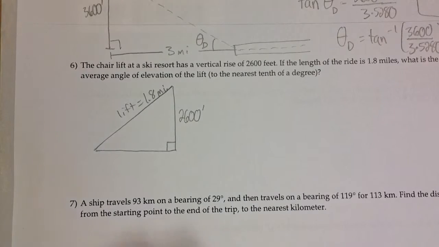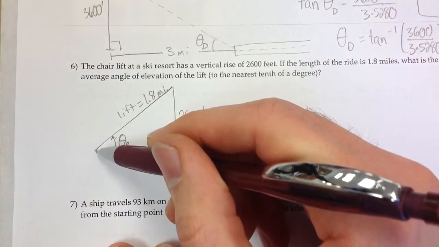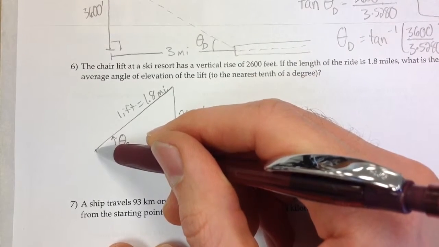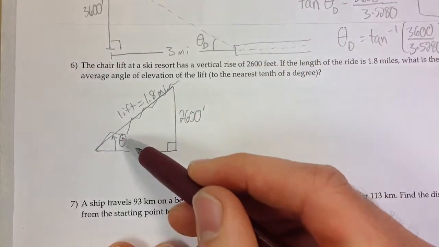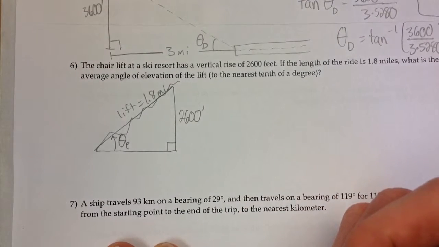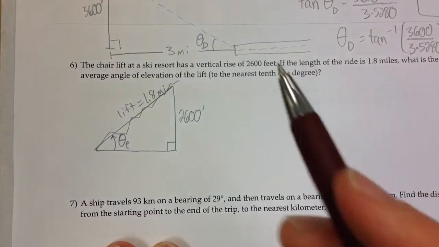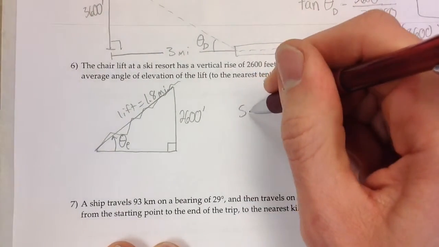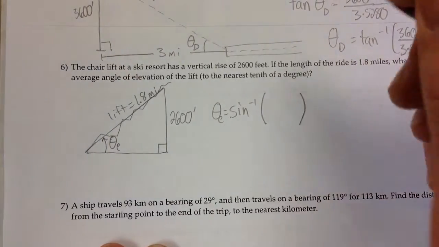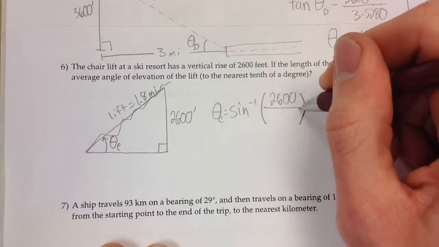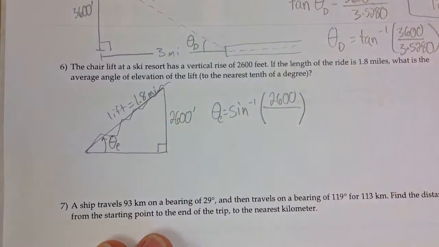We are interested in the average angle of elevation of the lift. So angle of elevation is up from the horizontal. And it's an average. So your lift could not go in a straight line, and it probably doesn't. You know, it probably goes up, down, straight, up, etc. But we are interested in the average. Okay. Brett, what trig function? I think sine is a good choice now because we have the hypotenuse and we have the opposite. Okay, so the angle of elevation is going to be the inverse sine of 2,600 over 9,504. Very good. So 1.8 times 5,280, 9,504 feet.